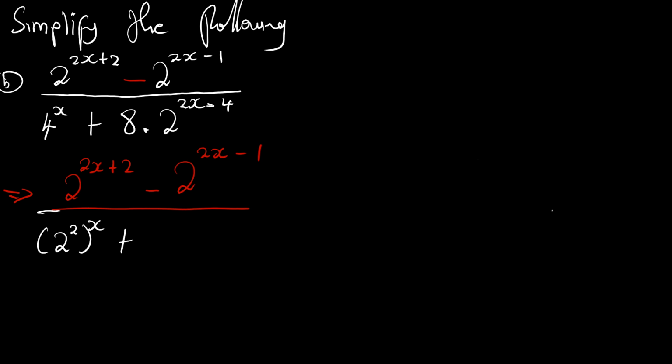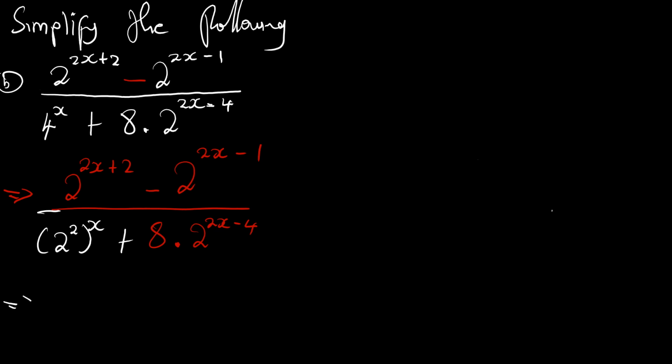When you come to 8, you don't have to worry about 8 because 8 is not containing the exponent that is in terms of x. We only focus on the bases that have the exponent in terms of x. So 8 is fine, you just leave it the way it is. So 2 to the exponent of 2x minus 4.